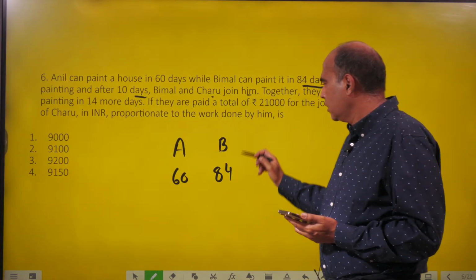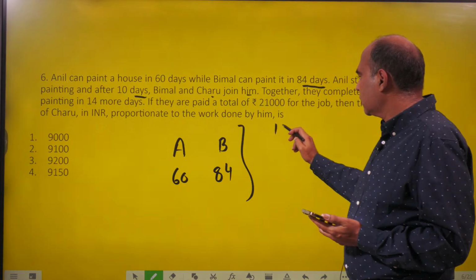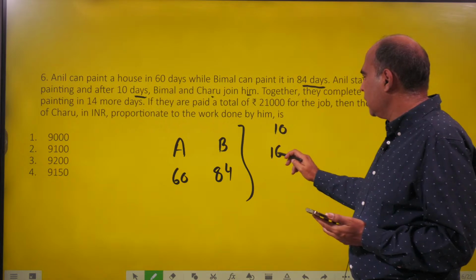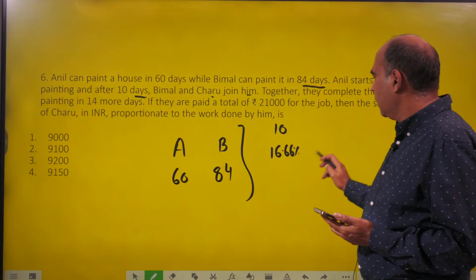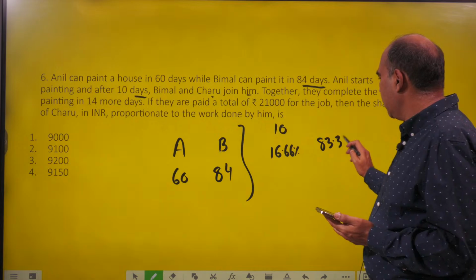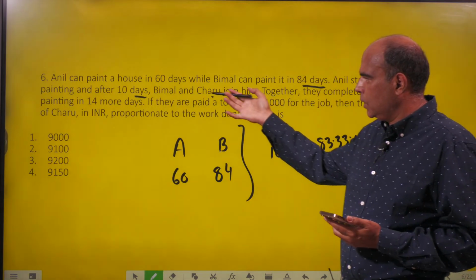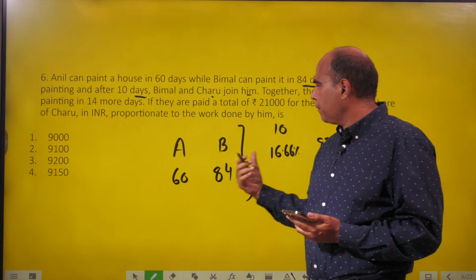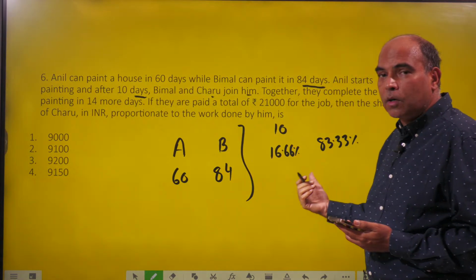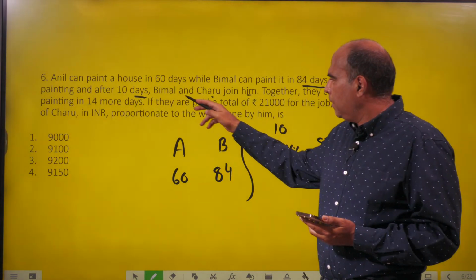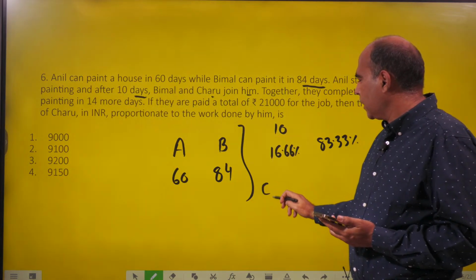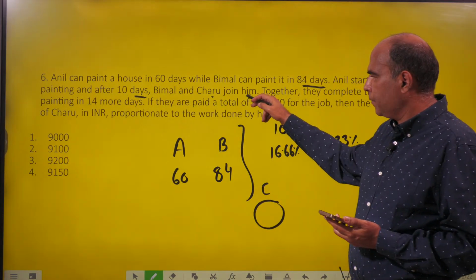So the reaction is Anil paints for 10 days, which means that he does 16.66% of the work, and 83.33% of the work is still left. 1/6, because he does the work in 60 days. So he's finished 16.66% of the work at this point. And Bimal and Charu join him. They have not told me how many days Charu takes. They have not told me.